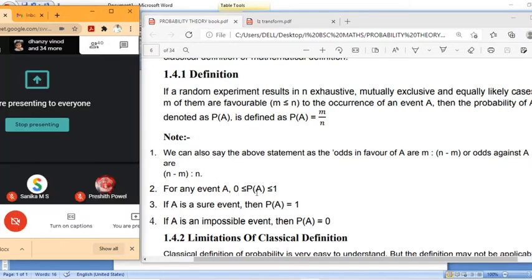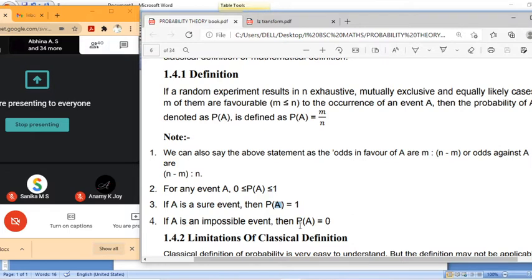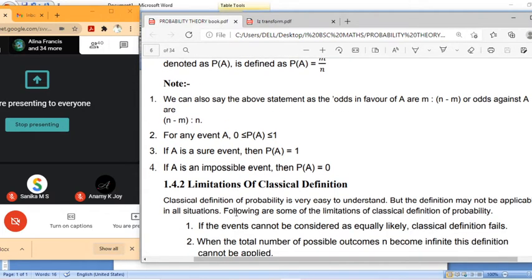That is, probability lies between 0 and 1. Probability of a sure event, that means probability of the sample space, equal to 1. And the probability of an impossible event, that is probability of the null set, equal to 0. Impossible event means null set. There is no sample point that belongs to that event. So that type of events are called impossible events. In that case, probability of A equal to 0.